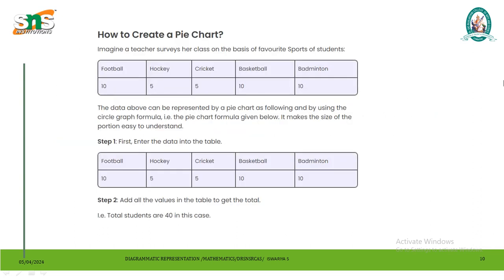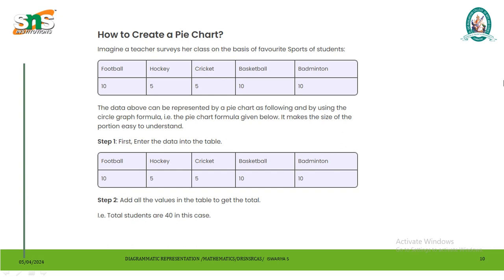So these are the steps to create a pie chart. So first we are going to take a survey. Imagine a teacher surveys her class on the basis of favorite sports of students. The data can be represented by a pie chart as follows, by using the circle graph formula, the pie chart formula given below. It makes the size of the portion easy to understand.